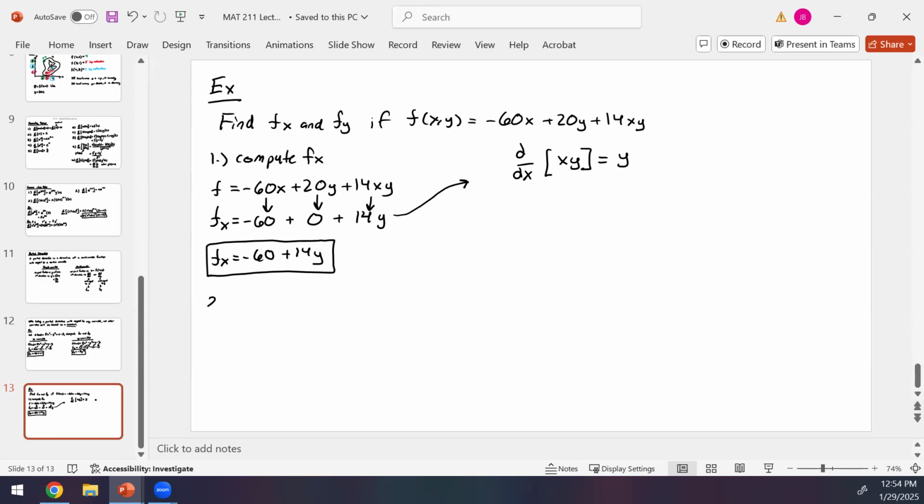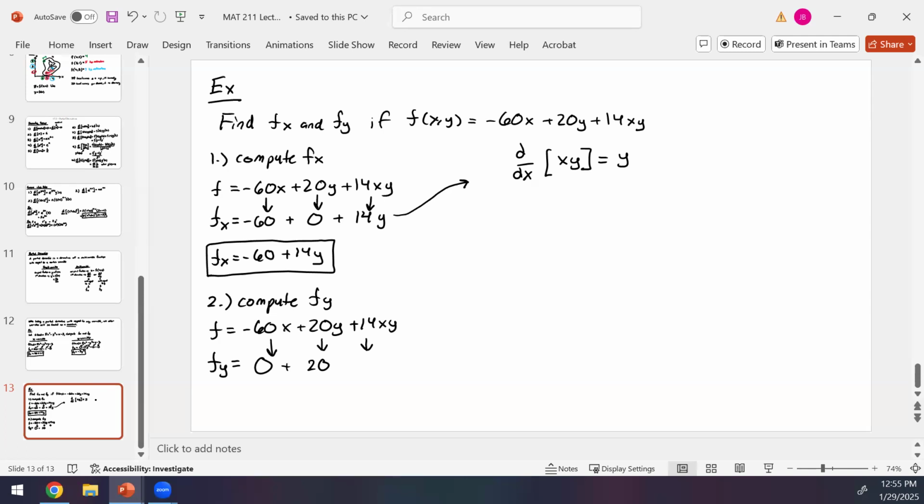So then we go to the next one. Compute fy. So for fy, we are going to basically say, okay, same idea. But now, instead of analyzing for x, we are analyzing for y. So if I take my partial derivative, one at a time, I say, does this have a y? No, it doesn't, 0. Does this have a y? Yes, it does, 20. Does this have a y? I forgot to write the x down. It does, right here. But there's an x in front of it.